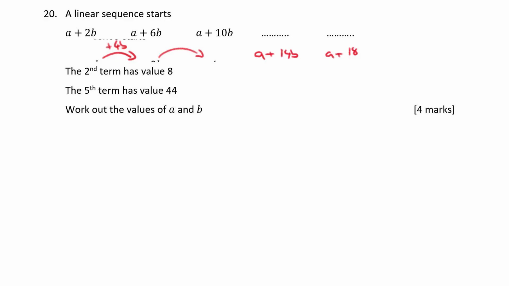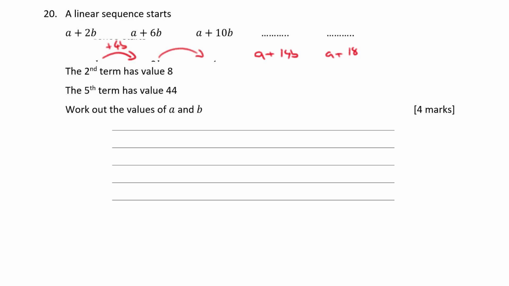So what I've got then is a pair of simultaneous linear equations in A and B. This term here gives me that A plus 6B is equal to 8. And this one here gives me A plus 18B is equal to 44. Okay, so that's equation 1, equation 2. Now we're going to subtract one from the other, aren't we? I'm just going to subtract uphill. So equation 2 subtract equation 1.